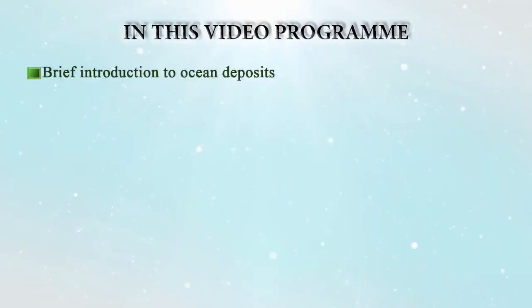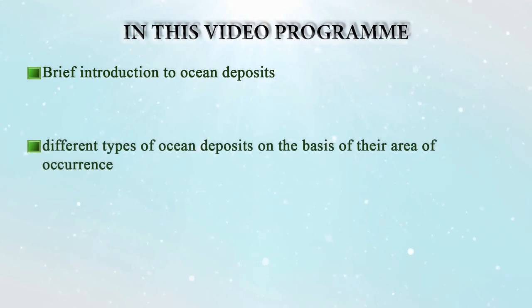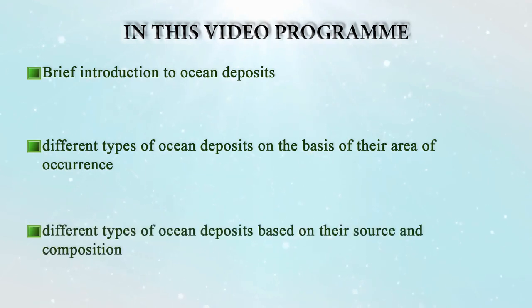distribution of salinity in the oceans, and then we studied about the oceanic circulations in the form of waves, tides and ocean currents. And in this video program, we will study about ocean deposits and different types of ocean deposits. We have bifurcated into two types, like on the basis of area of occurrence or on the basis of location, and then on the basis of its source and composition.